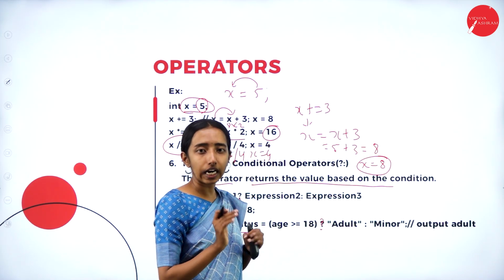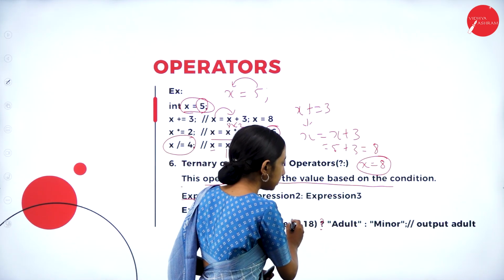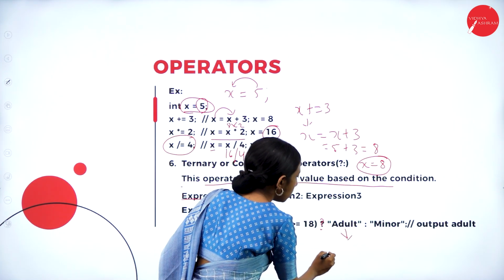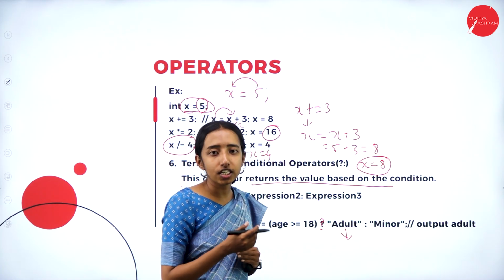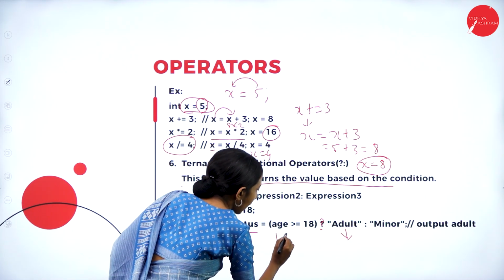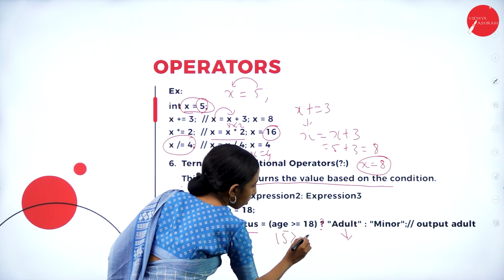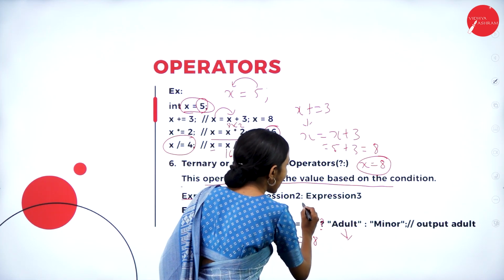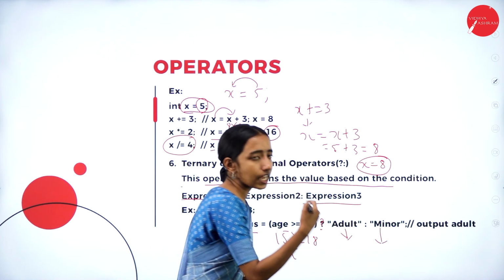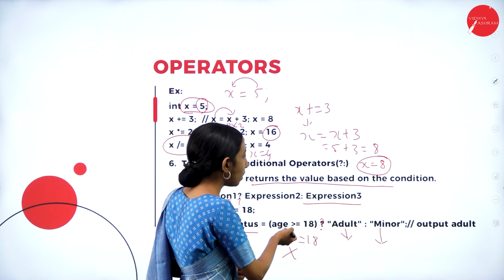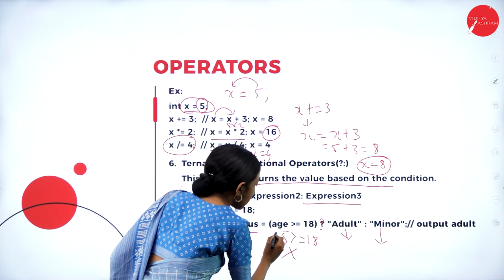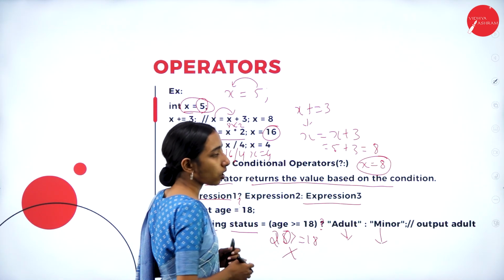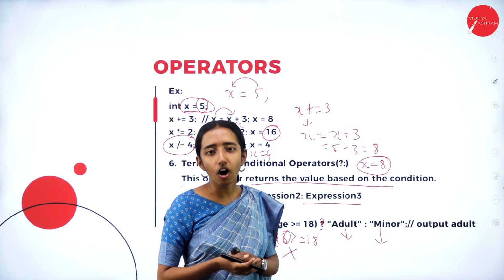It is having a condition. If the age is greater than 18, give me the output of expression 2, that is adult. If the condition is false, if you have given the age as 15, is 15 greater than or equal to 18? No, it is wrong, right? 15 is not greater than 18. So you will get expression 3, that is minor, as the output. The output will be adult if you give the age as 20. So this was about the ternary or the conditional operator.